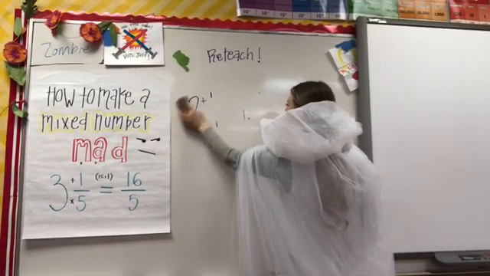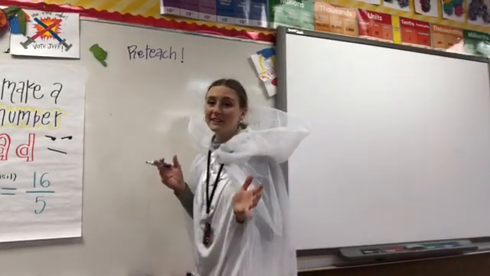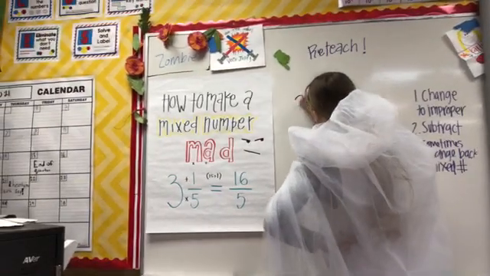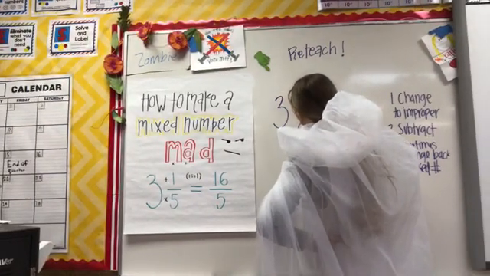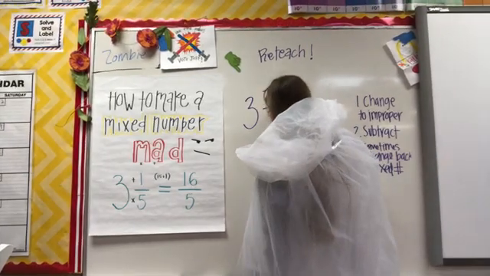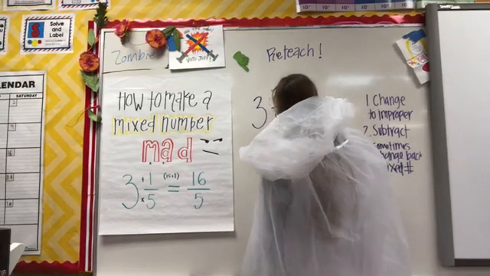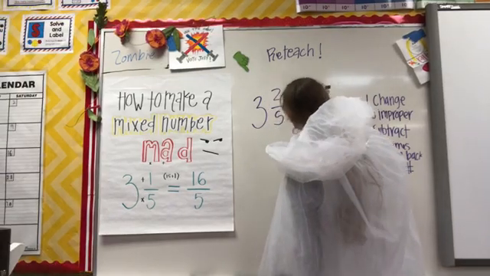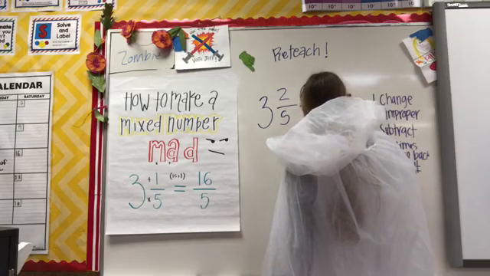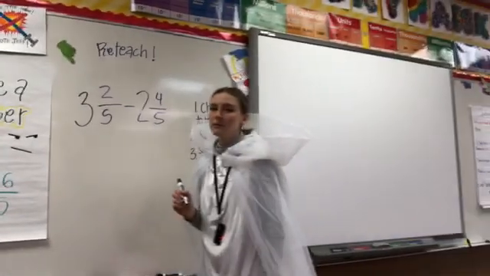And then I will give you a pause problem. We'll only do one pause problem because this is a review, right? Okay, so if we had 3 and 2/6, well, let's do 2/5. I like 2/5. 3 and 2/5 minus 2 and 4/5. Let's try this one and see what we get.